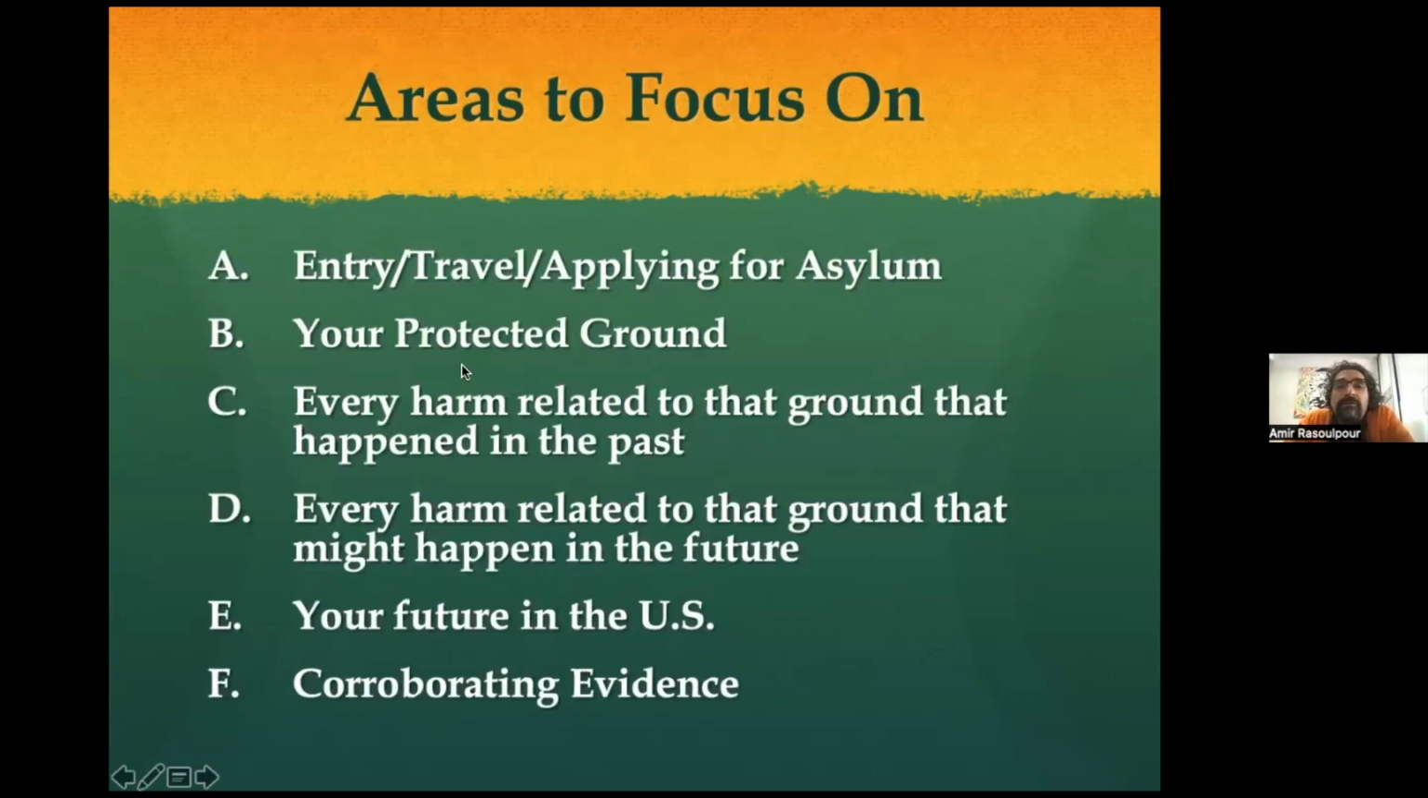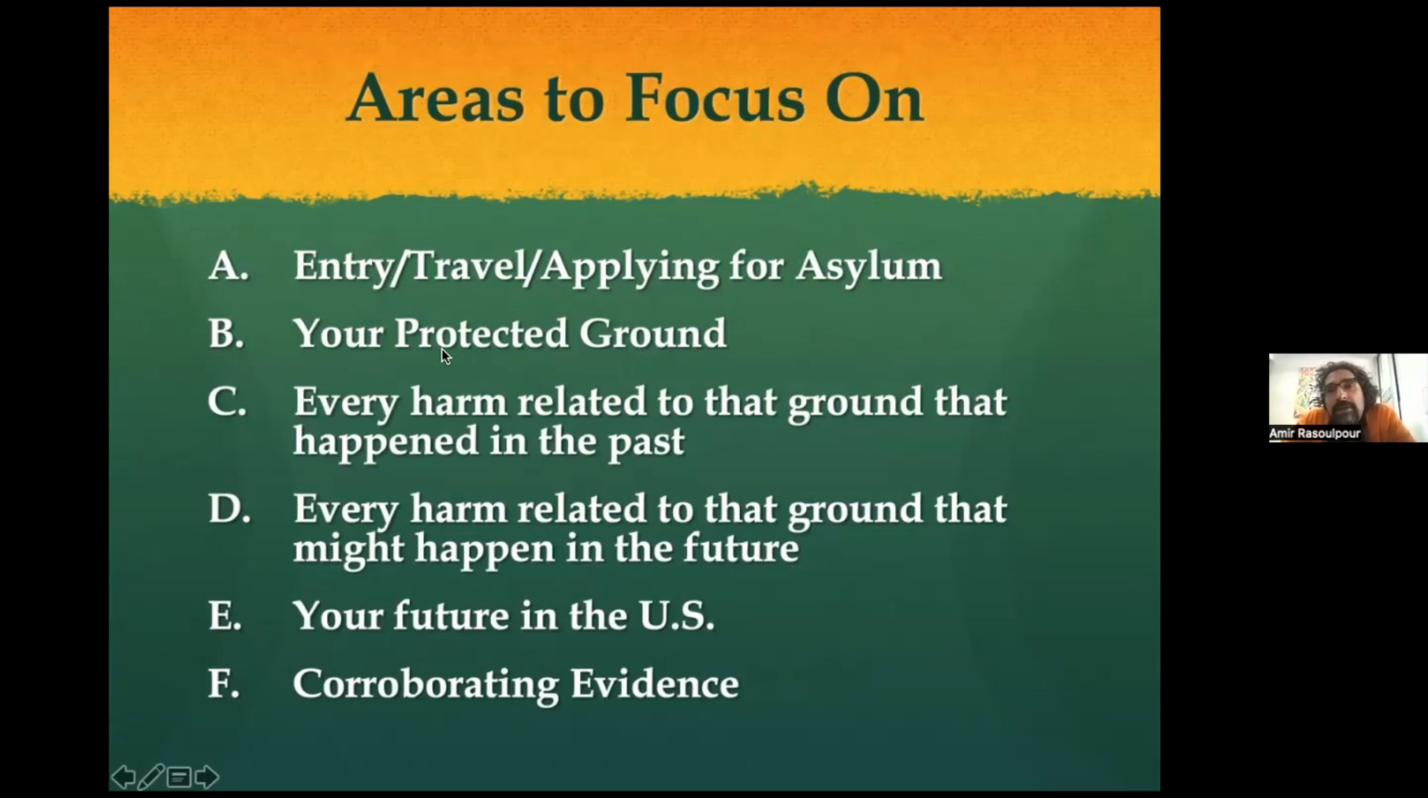So your areas to focus on. So, your entry, travel, applying for asylum. This I would even say is not necessarily as important for your story. Maybe you don't need to include it in your story, but definitely be prepared to answer questions about it at your interview. But all the rest you do definitely need.